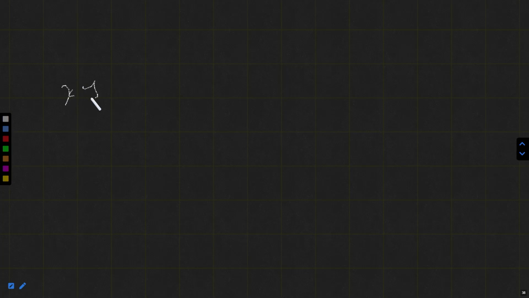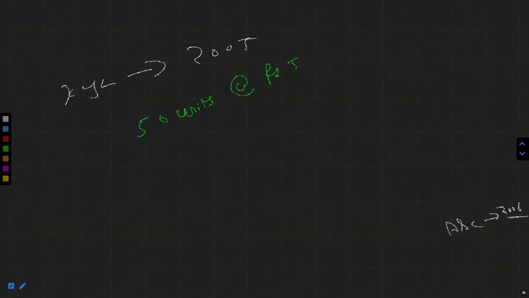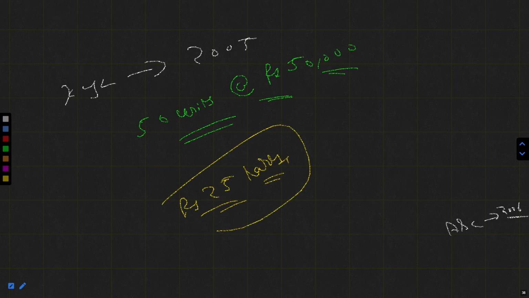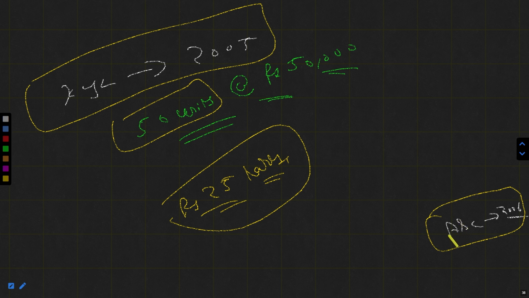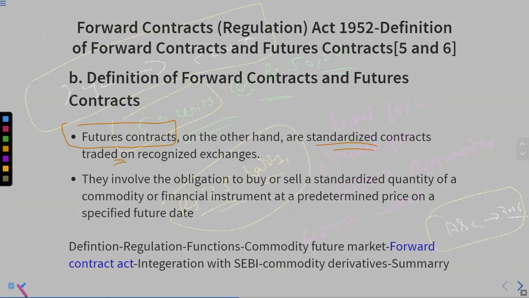As we have discussed, XYZ signed in 2005 a deal with ABC, to be delivered in 2006: 50 units at rupees 50,000. It means rupees 25 lakhs is to be paid, the predetermined price. Quantity is 50, price is 25 lakhs. None of them can deny buying or selling, because it has legal force, obtained from the futures agreement, or you can say the futures contract.